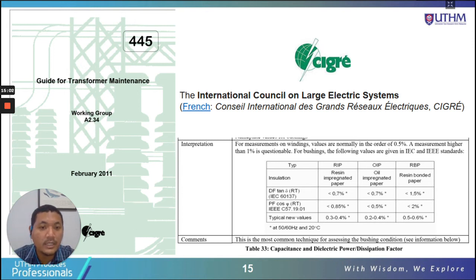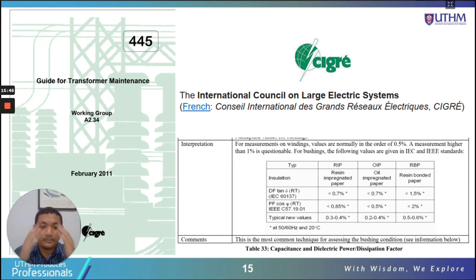In this table we can see that the bushing type may be resin impregnated paper, oil impregnated paper, or resin bonded paper, and the acceptable value of tan delta is different for each. Typical new values are this. If using OIP, this is the value. If RBP, this is the value, and then the IEC standard uses this value, and the IEEE standard uses this value.